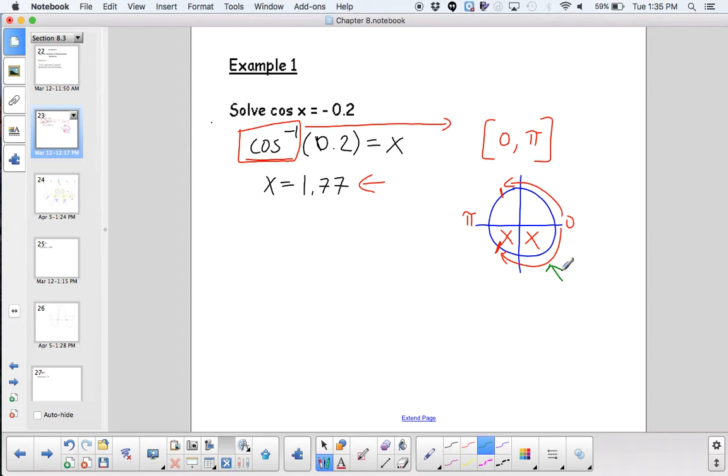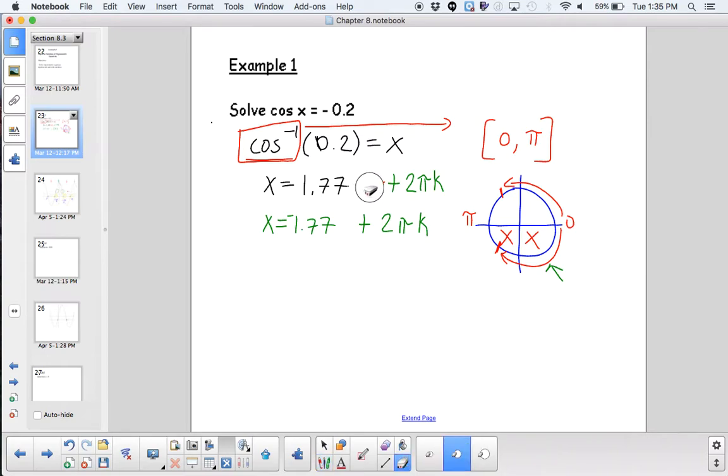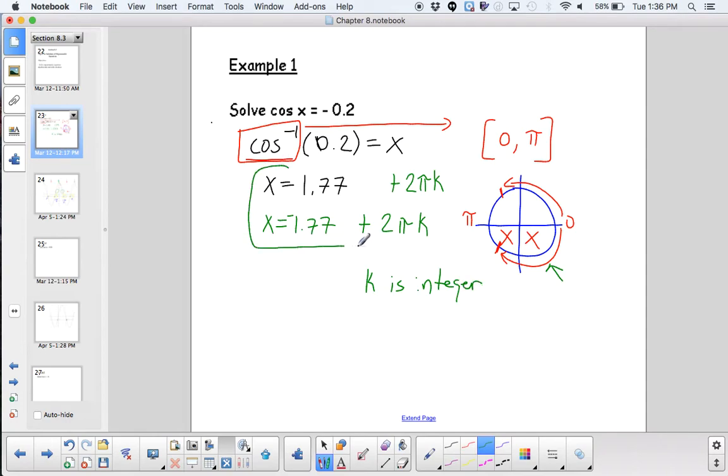So if x is equal to 1.77 is a solution, then also x is equal to negative 1.77 is a solution. And that's not it. We also need to say that there are infinitely many solutions. So for each one of these, we need to add 2 times pi times k. And in this example, k is an integer. So the full solution to that is here. We have two equations: x is equal to 1.77 plus 2 pi k, and x is equal to negative 1.77 plus 2 pi k.